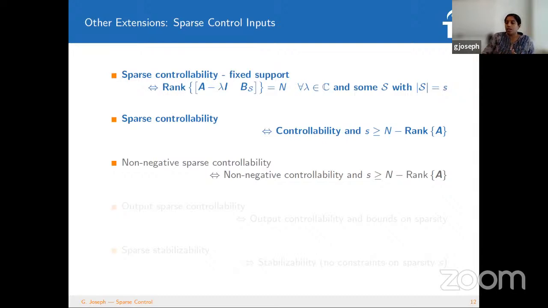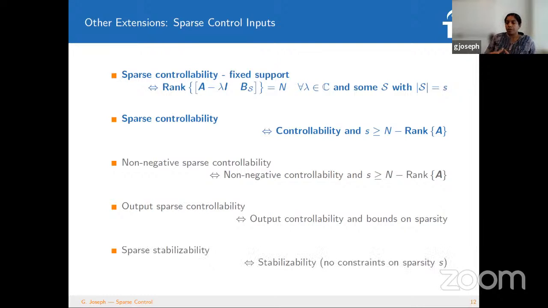Another aspect that we can explore is output sparse controllability. Again, output sparse controllability has a similar form as we discussed. So the system is output sparse controllable if and only if it's output controllable, which is a necessary condition. And we also have some bounds on sparsity. These bounds are not as simple as the bounds that we discussed so far. It's a bit involved. It also depends on your output matrix C. But there are bounds on sparsity, which will ensure that output controllability plus these bounds will ensure output sparse controllability.